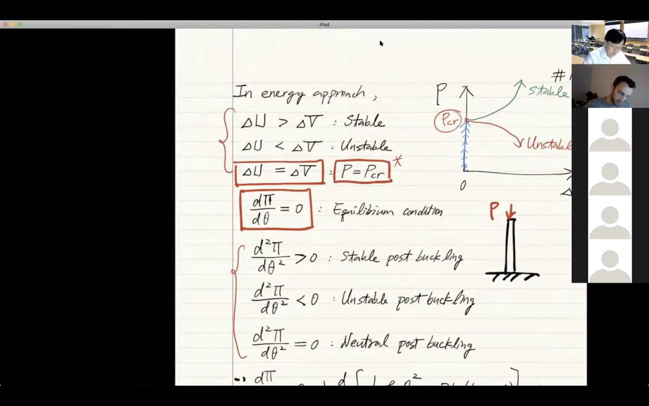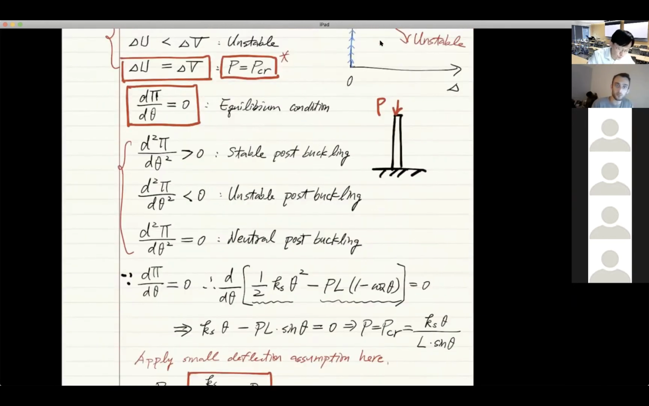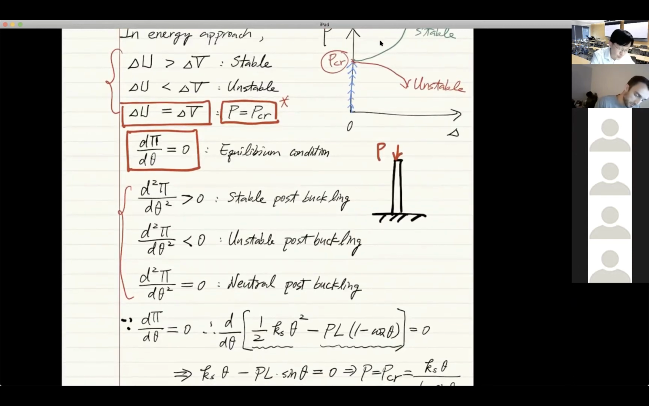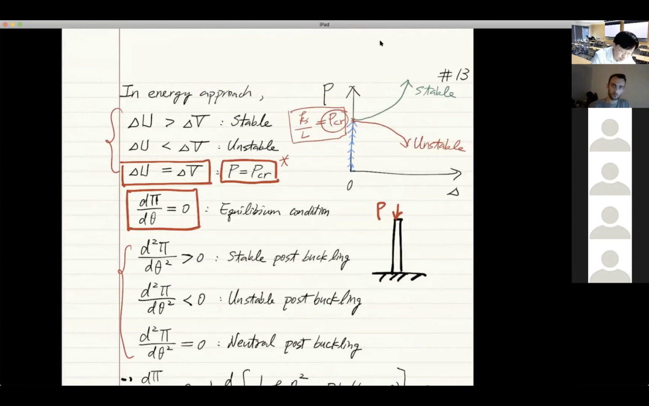Now, you must be excited about what happens during the post-buckling behavior, right? So from here, we just determined the value of the critical PCR, which means that in this figure, we know the value of PCR to be approximated to Ks over L. So this is the value we have found, but we want to know what happens beyond this point, and we can use the energy approach to figure this out. So let's go to the next page, which is page 14.